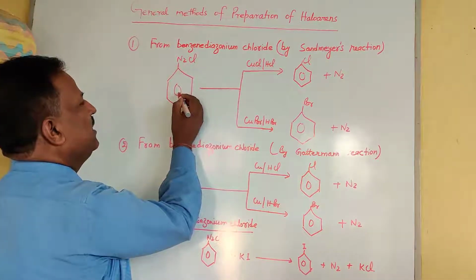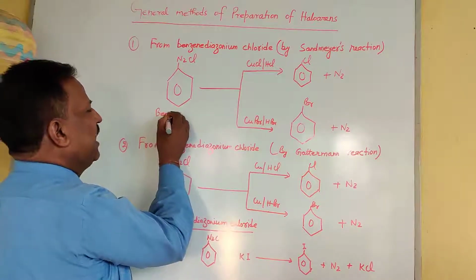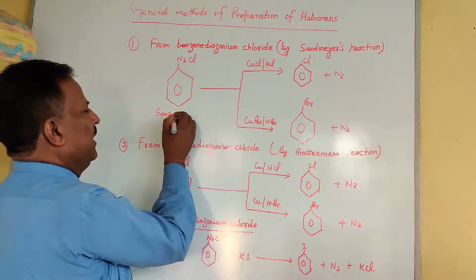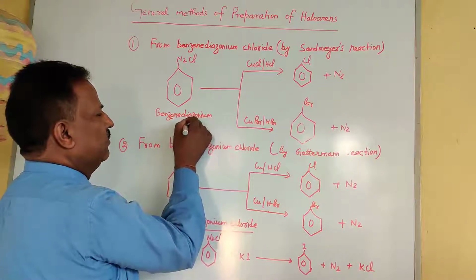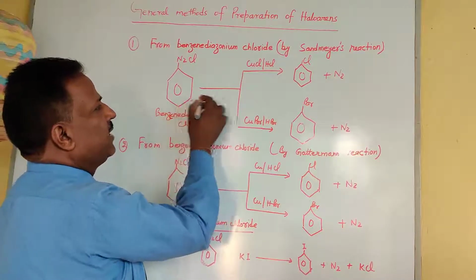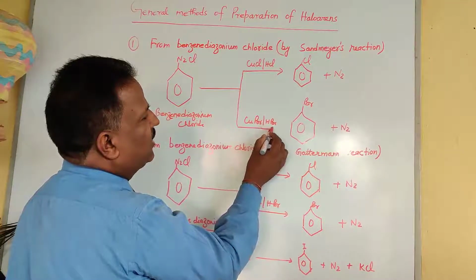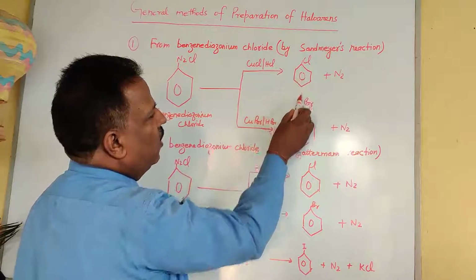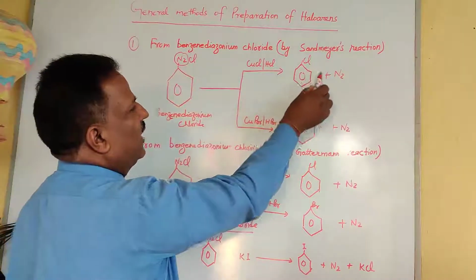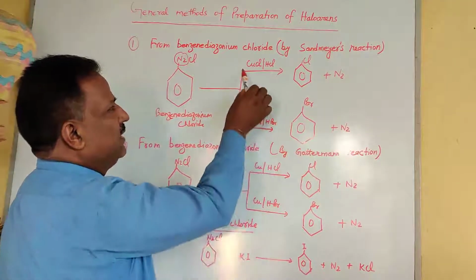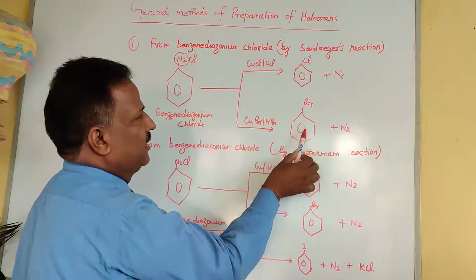Here it is benzene ring, N2 is diazonium, Cl is chloride. Benzene diazonium chloride, when it reacts with either CuCl by HCl or CuBr by HBr, chlorobenzene or bromobenzene is formed with evolution of N2 gas. Here N2. This reaction is also a Sandmeyer reaction, and this reaction is also a Sandmeyer reaction.